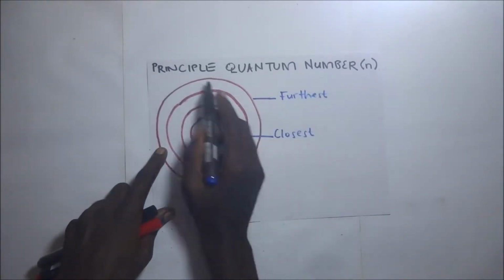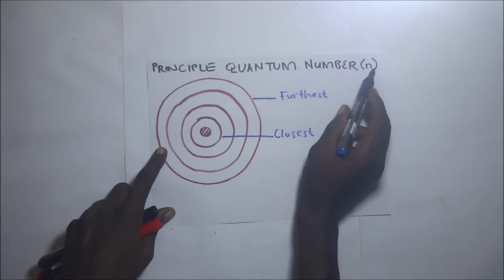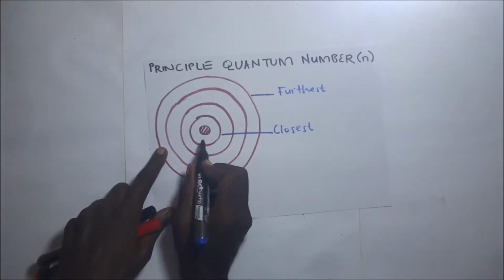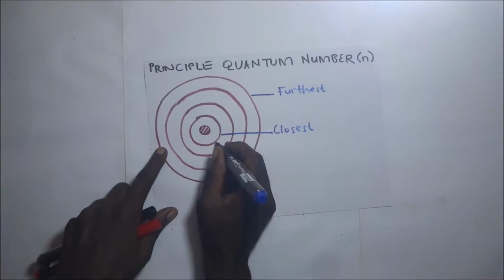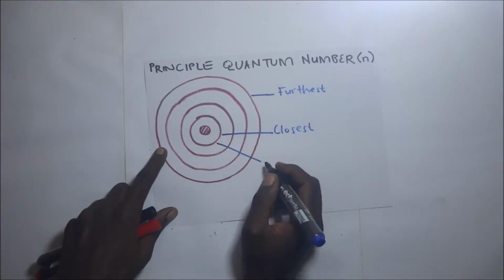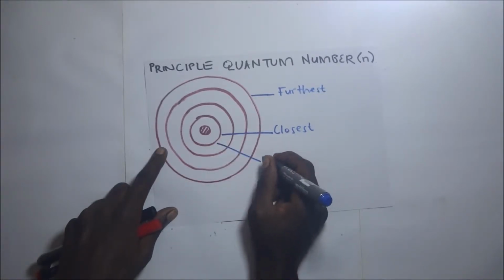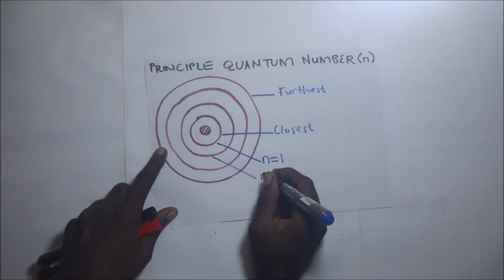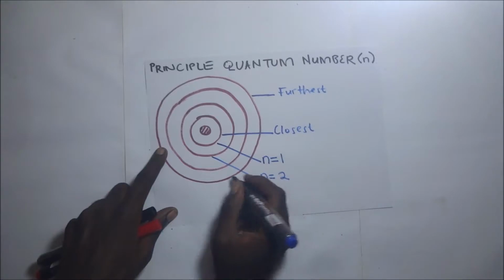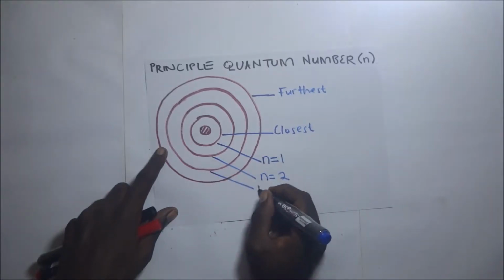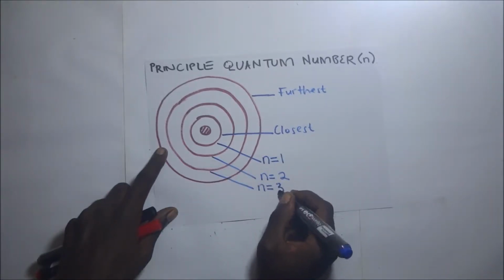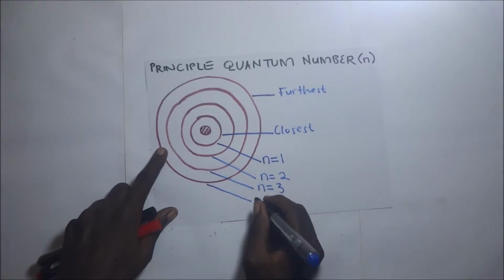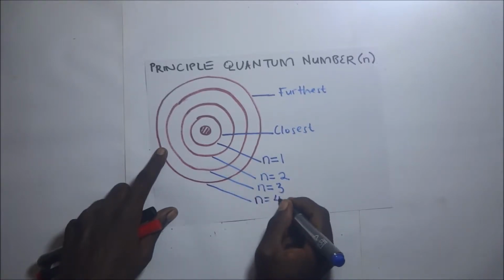When we are looking for the principal quantum number, abbreviated as n, it's just a matter of counting. The principal quantum number of the first shell is 1. The principal quantum number of the second shell is 2. The principal quantum number of the third shell is 3. And the principal quantum number of the fourth shell is 4.